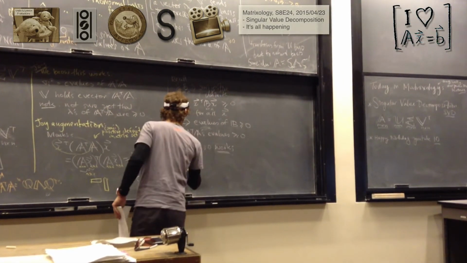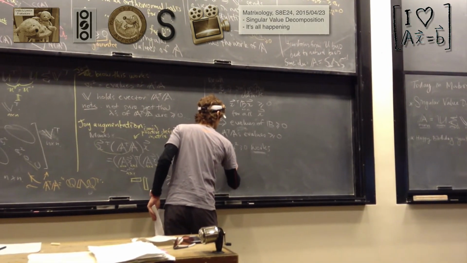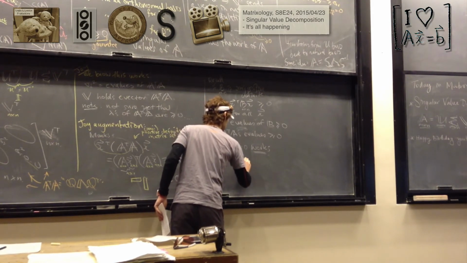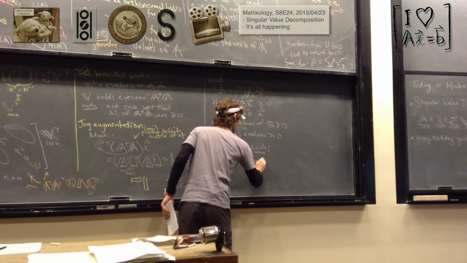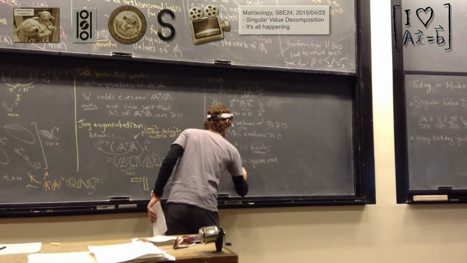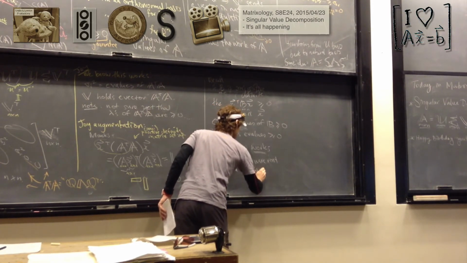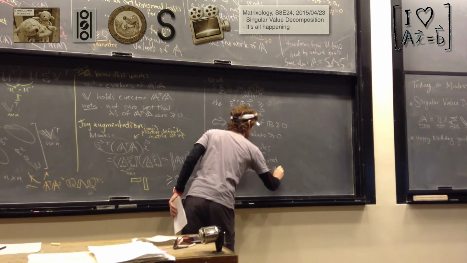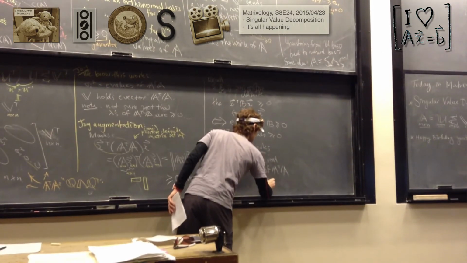So the sigma i's will be the square root of the eigenvalues of A transpose A. Crazy. This is crazy.